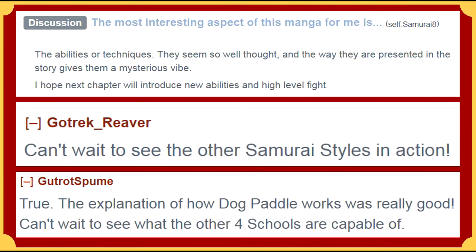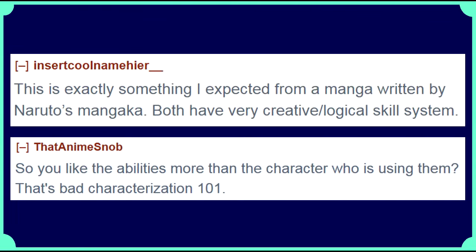True, the explanation of how dog paddle works was really good. Can't wait to see what the other 4 schools are capable of. See some damn bankais. This is exactly something I expected from a manga written by Naruto's mangaka. Both have very creative and logical skill systems. See about 95% of everybody's powers.